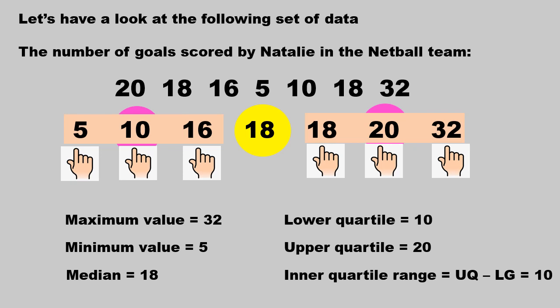So remember, we need the maximum value, we need the minimum value. We use the median to break our set of data into 2 parts, an upper part and a lower part. And then you find the median of the lower part, and that forms your lower quartile. Then you find the median of the upper part, which forms your upper quartile, and your interquartile range is the upper quartile minus your lower quartile.